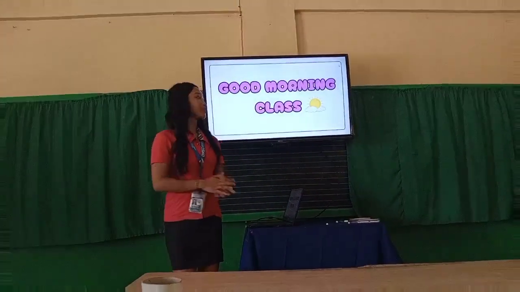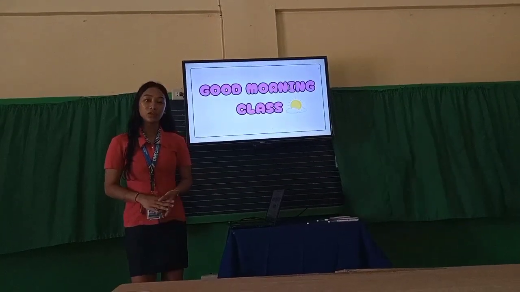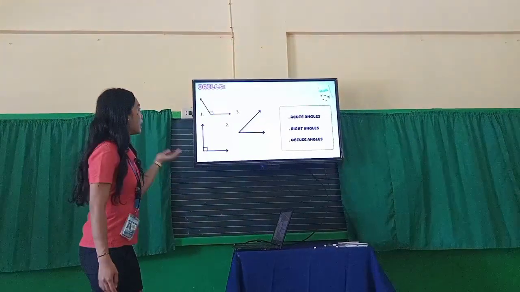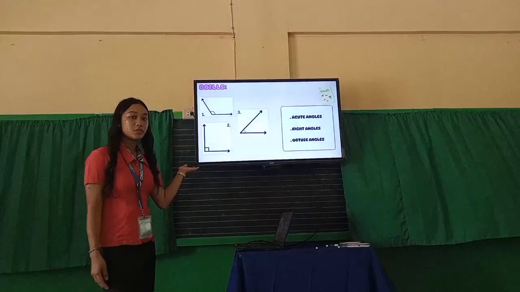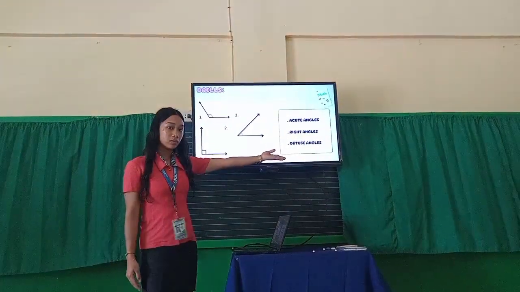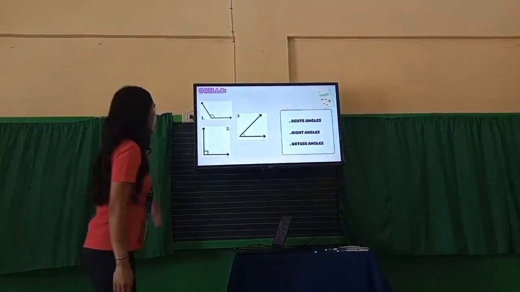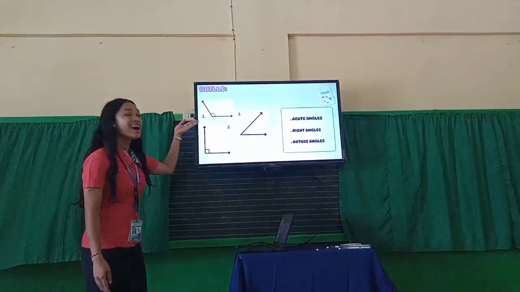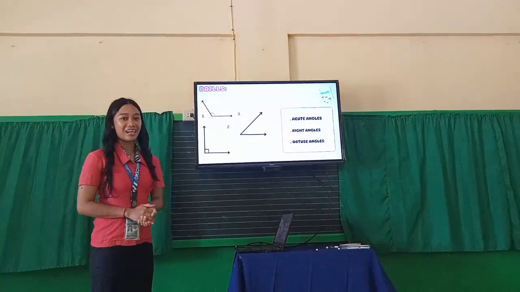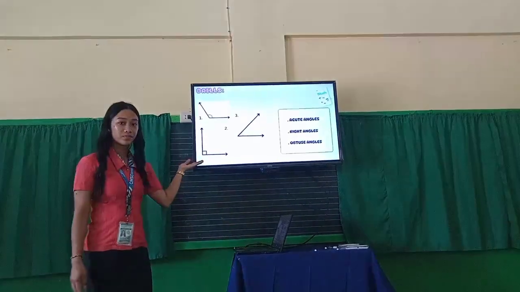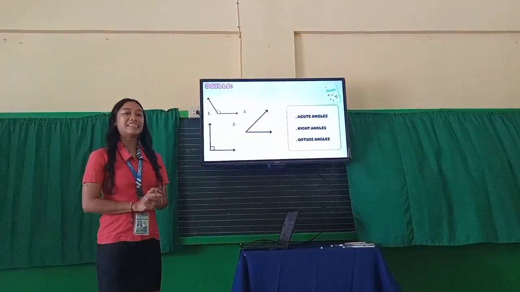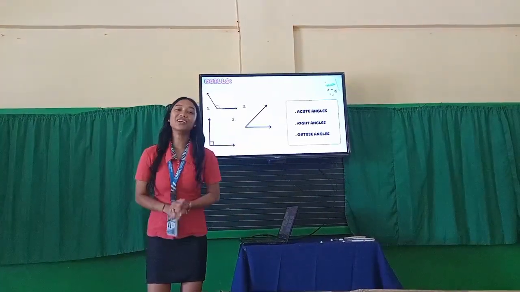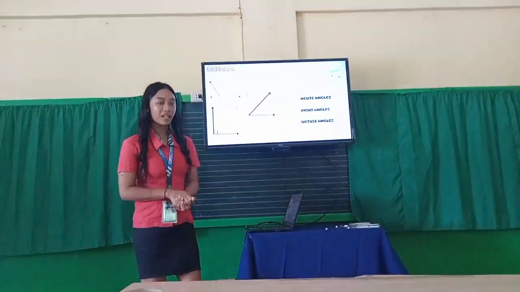Okay, very good. But before we proceed with our lesson, I have here an activity which is identifying these angles by choosing the answers in the right box. Okay, who wants to answer number one? Number one is, alright, it's an obtuse angle. Number two, very good, it is right angle. And the last number is, very good, it is acute angle.